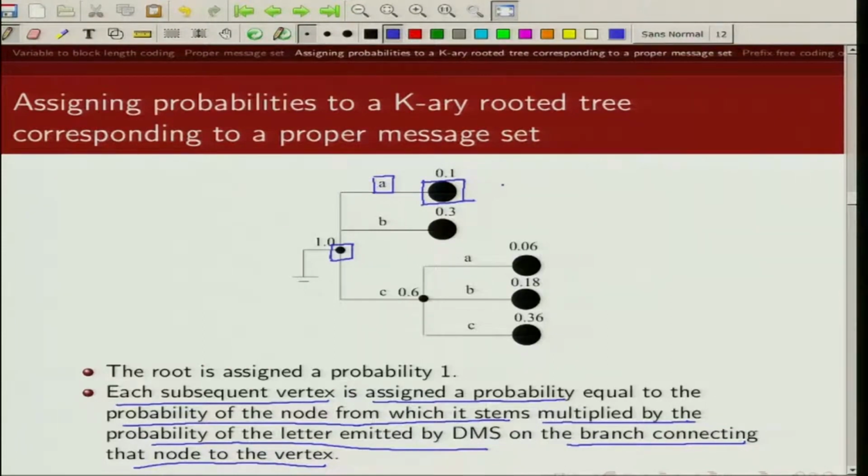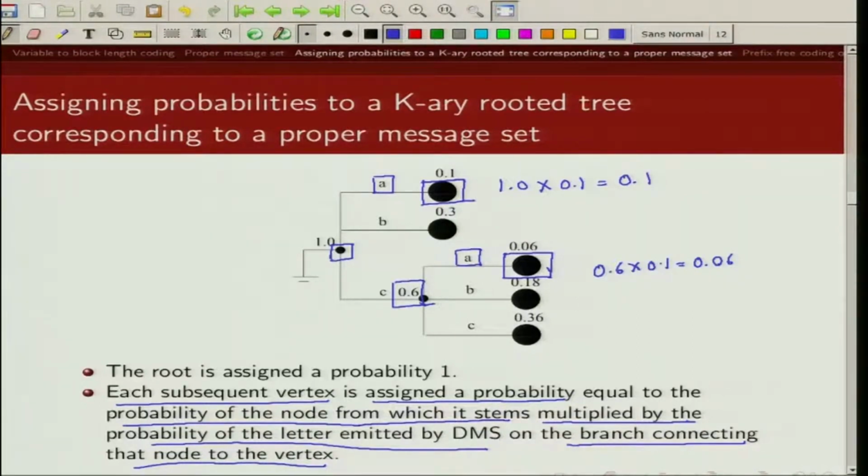So this is 1 into the probability of A, which was 0.1, so this is 0.1. Similarly, what is the probability of this vertex? The probability of this node is 0.6, and the probability of occurrence of A is 0.1. So this is 0.6 into 0.1, that is 0.06.